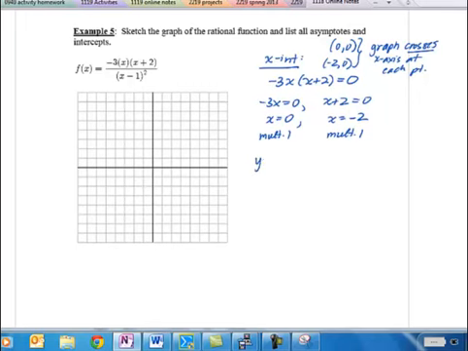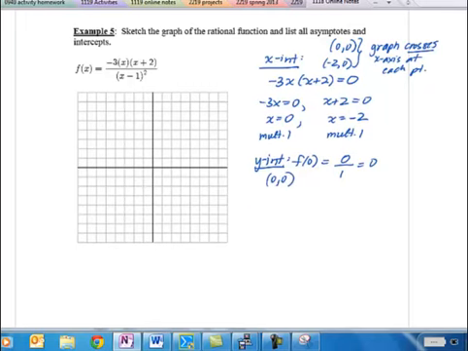The y-intercept has to be (0, 0) because one of our x-intercepts was (0, 0). If you plug in 0 for x, you'll get, yes, certainly x equals 0 gives us y equals 0. So (0, 0) for our y-intercept as well.